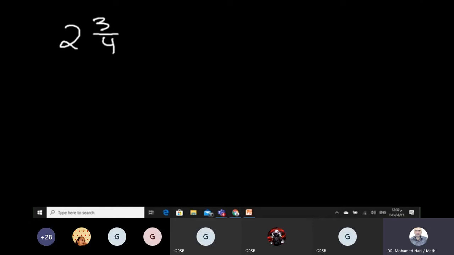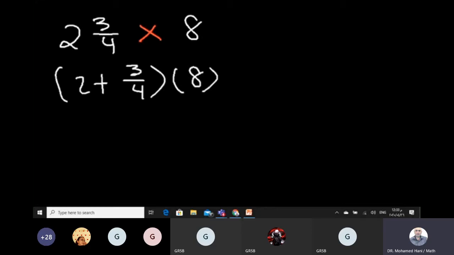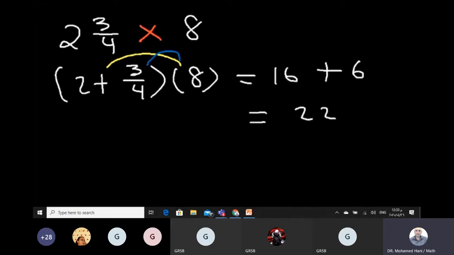What is 2 3/4 multiplied by 8? Let's use the second method to get the answer. So 2 3/4 is basically 2 plus 3/4 and times 8. We know that 8 times 2 is 16. And 8 times 3/4. Well, 8 times 3 is 24. 24 divided by 4 is 6. Or you could do 8 divided by 4, which is 2. 2 times 3 is 6. And then 16 plus 6 is 22.